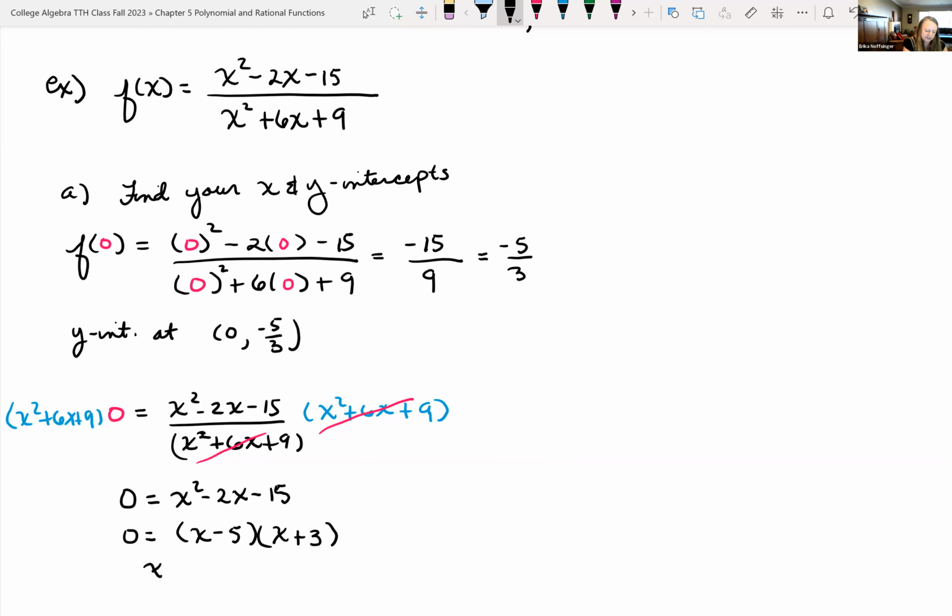Now set each factor equal to 0. So x minus 5 is 0 when x is 5. And x plus 3 is 0 when x is -3. So we just found our x-intercepts. We have two of them. One is at (5, 0), and one is at (-3, 0).